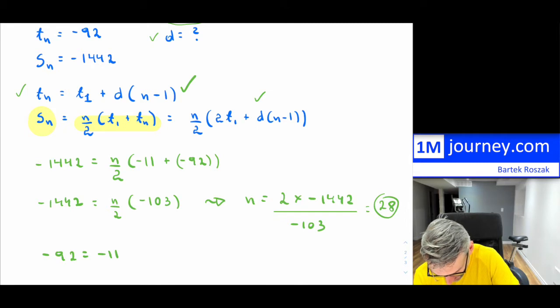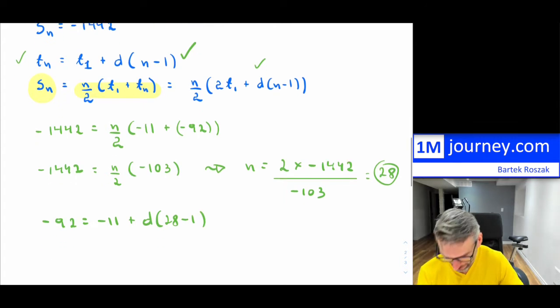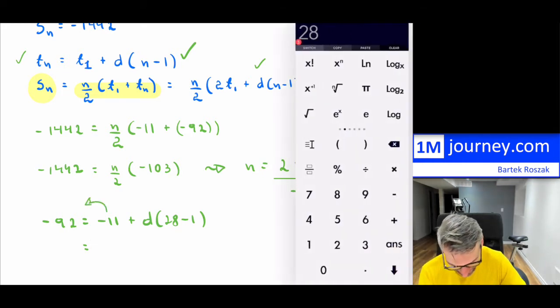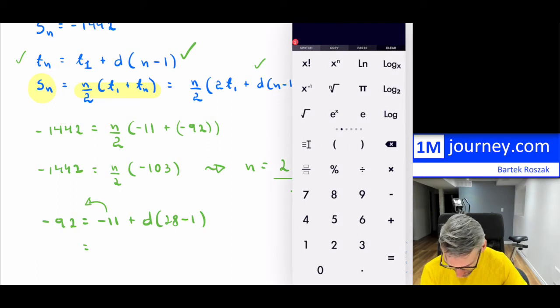T1 is negative 11. I don't know the difference. N is 28, so 28 minus 1. So again, now I can just solve for d. Okay, so let's do that. I'll bring this over to the other side there.